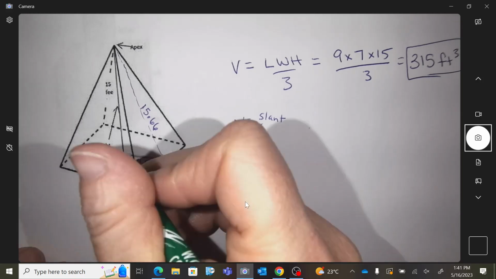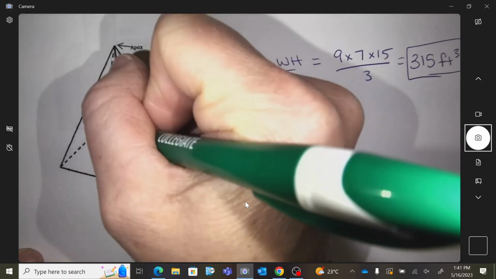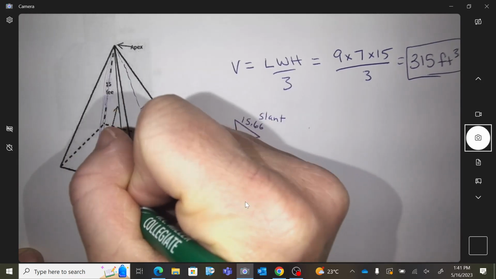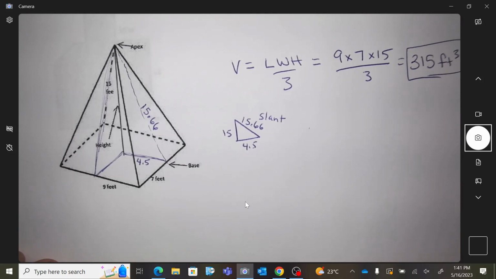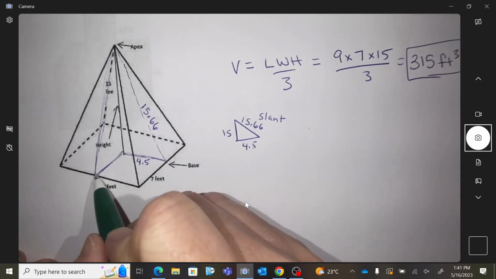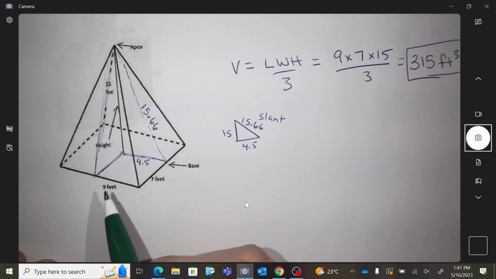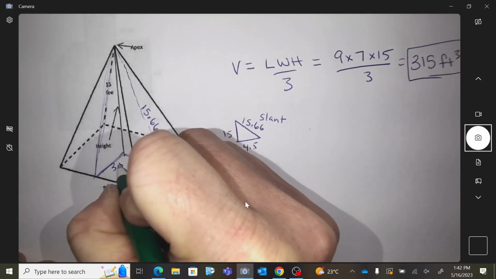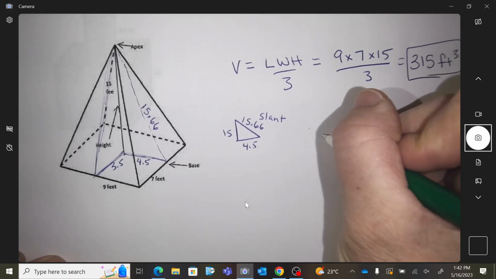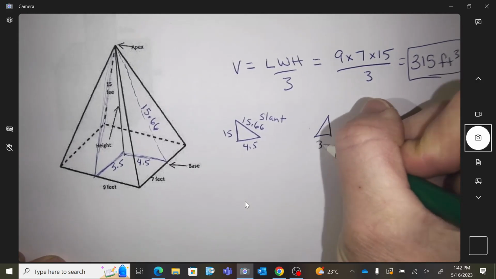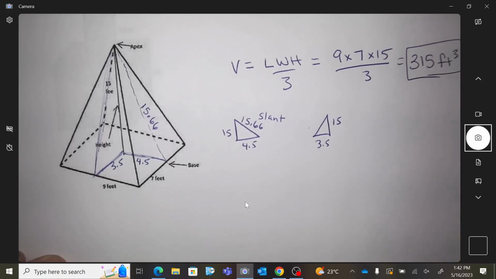Okay, I need this front-facing triangle as well. Can you visualize that inside? So this on the bottom would be 3.5. So now I'm doing a triangle that has a 3.5, a 15, and a what? Okay, and again, Pythagorean add.